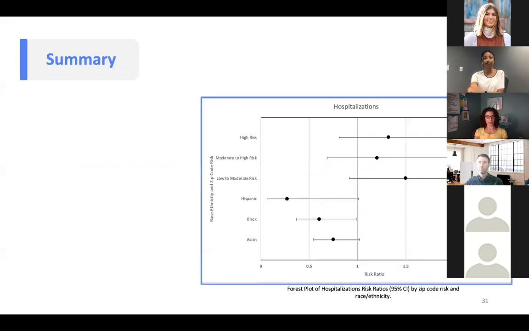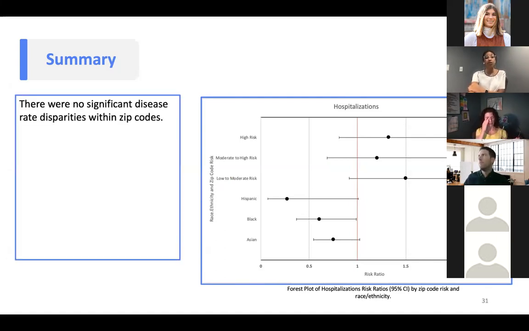So just in summary, this is a forest plot of hospitalization ratios along with their 95% confidence intervals, just so you can visualize what this means. The first 3 points are the zip code risk groups with the low group as the referent, and the RRs are above 1, but their confidence intervals are very wide and range from about 0.75 to over 2. So it's hard to say with 95% certainty that these values would accurately represent the population. And when we look at race and ethnicity groups with white as the referent, the RR values are well below 1, which would indicate fewer hospitalizations. And if you look at some of these confidence intervals, they're a lot tighter.